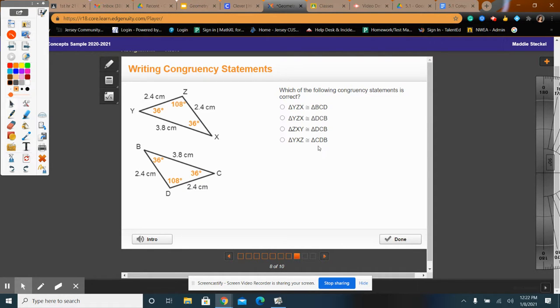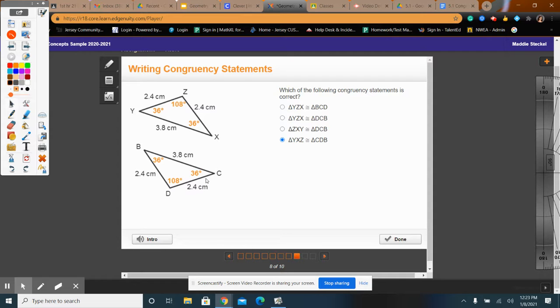Oh, Mrs. Bruno, you're so wrong. There's other ones that it could have been too. We got to be careful. I think it's this, but let's double check. Y, C, that matches. X has 36. Does D have 36? No, Mrs. Bruno, sadness. So what did she do wrong?